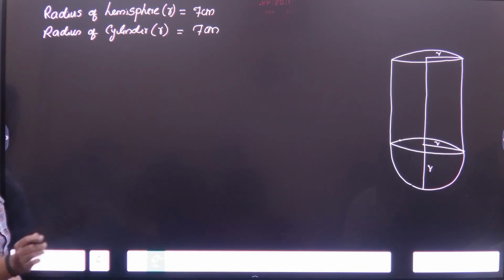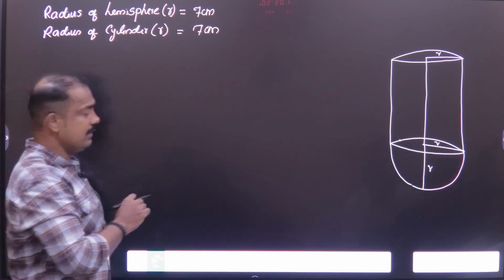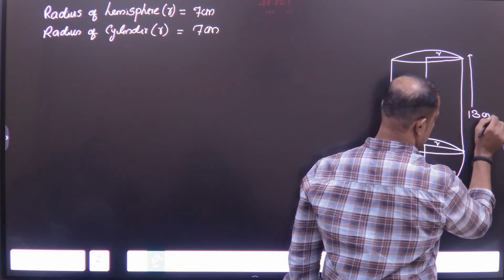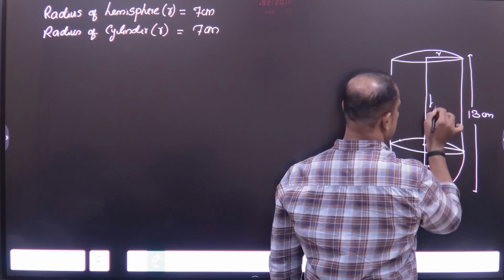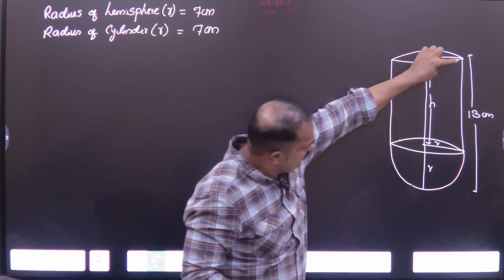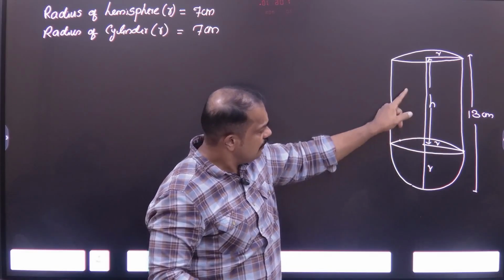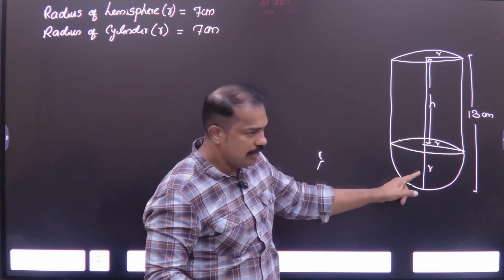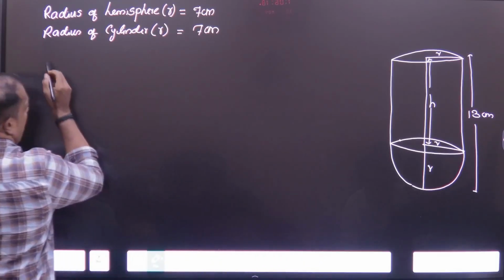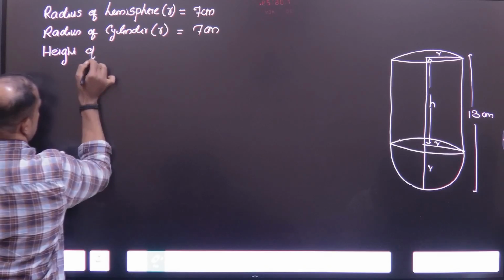Next. और क्या given question है? The total height of the vessel given है कितना है? 13. What total height means is ऊपर से नीचे तक कितना है? ये हाइट है. ये बताओ, इधर से इधर तक कितना हाइट है? 13. So what is the value of h? 13 minus r. R की वैल्यू कितना है? 7. What is the answer? 6. Write down: height of the cylinder.